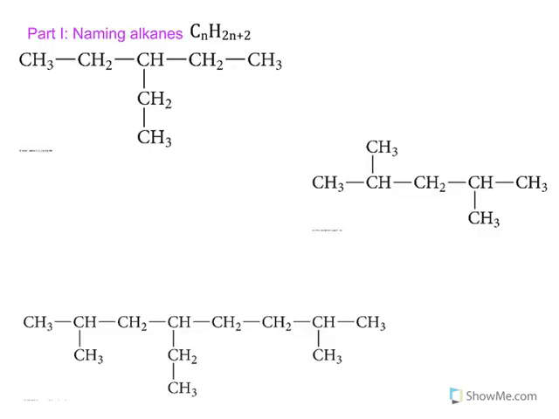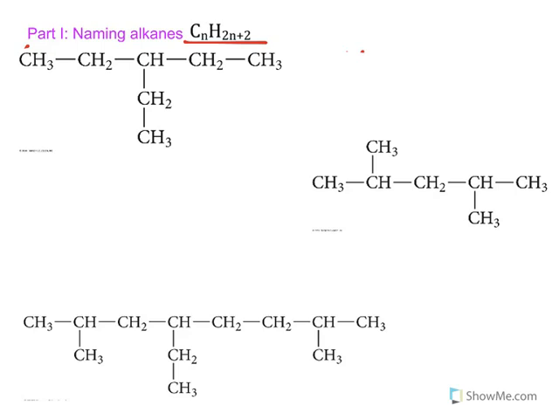Let's begin with the first basic examples of naming alkanes. You should know that CnH2n+2 is the general formula of an alkane. n is the number of carbons. So for example, in this one I have 1, 2, 3, 4, 5, 6, and 7. So this is C7. H: 7 times 2 is 14, plus 2 is 16. So this one will be C7H16. So let's now begin with the rules.